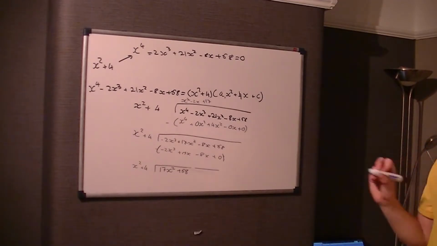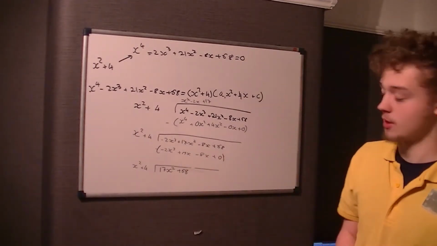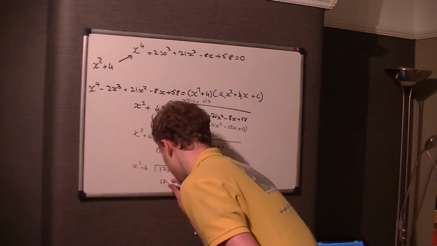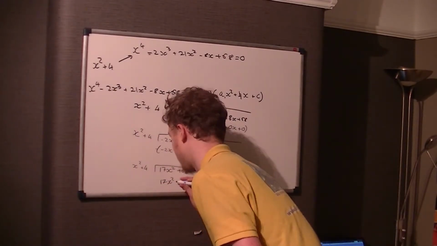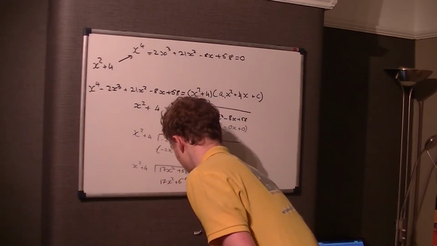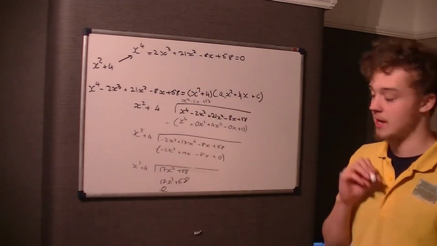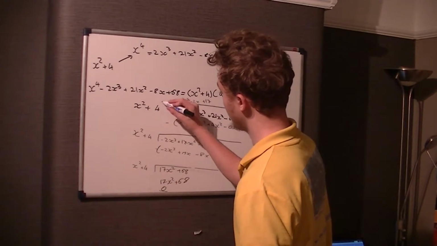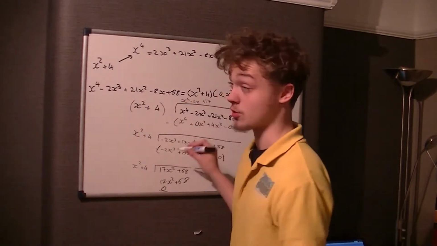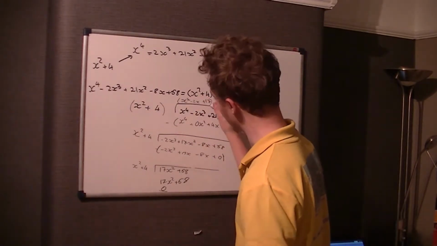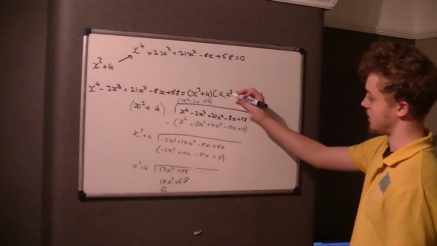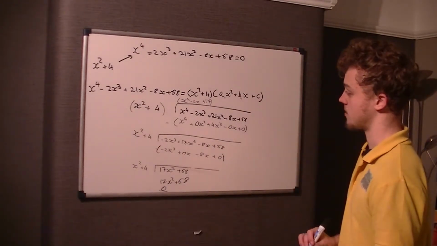So 17 times x squared is 17x squared, and 17 times 4 is 68, so when we take them two away we are left with 0 as a remainder, so therefore it is a factor. What we're left with here is that this x squared plus 4 is a factor, but this quotient is also a factor, which is this ax squared plus bx plus c business.